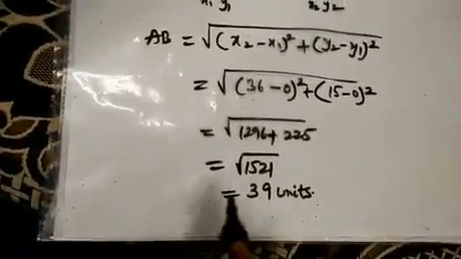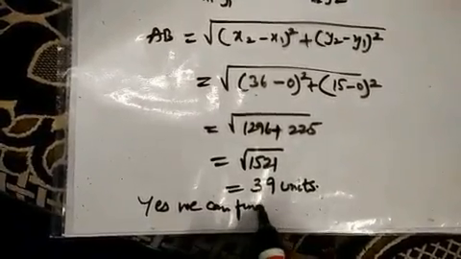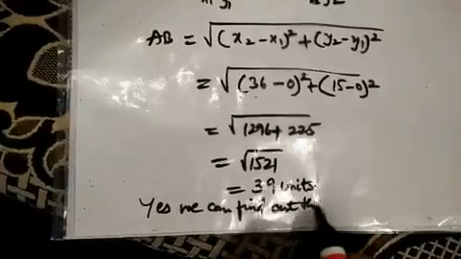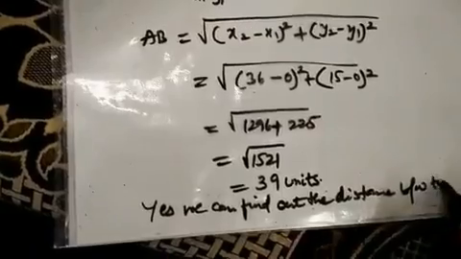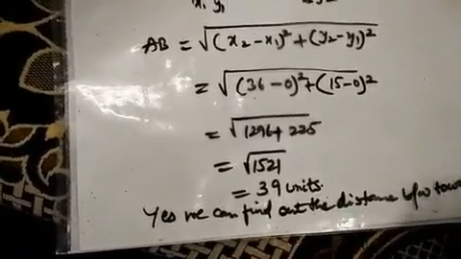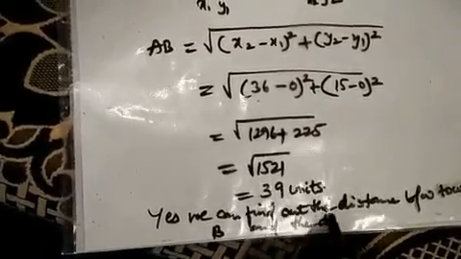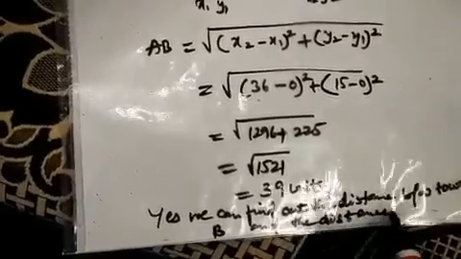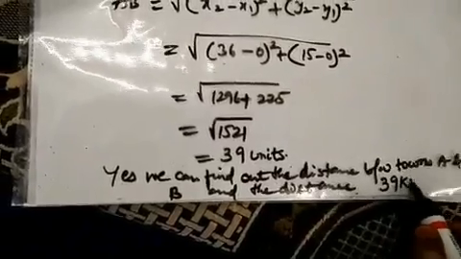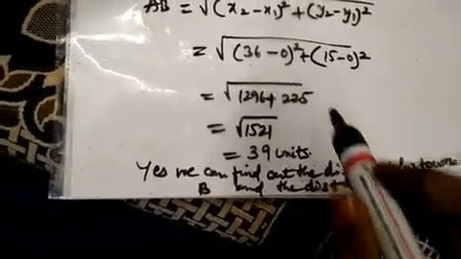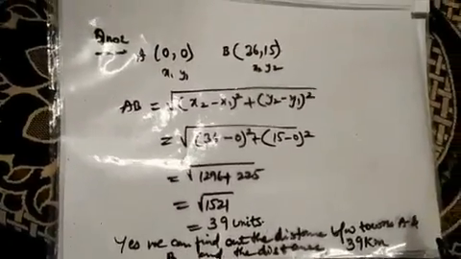Can you find out the distance? So yes, we can find out the distance between towns A and B, and the distance is equals to, now here you will not write distance equal to 39 units, you have to write 39 kilometers. Why kilometers? Because there in the graph the distance was given in kilometers, right? So this is our question number 2.